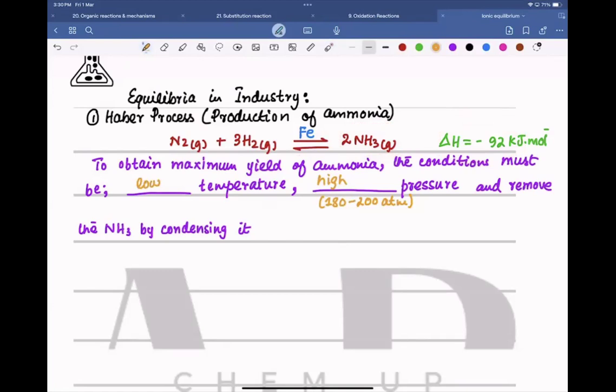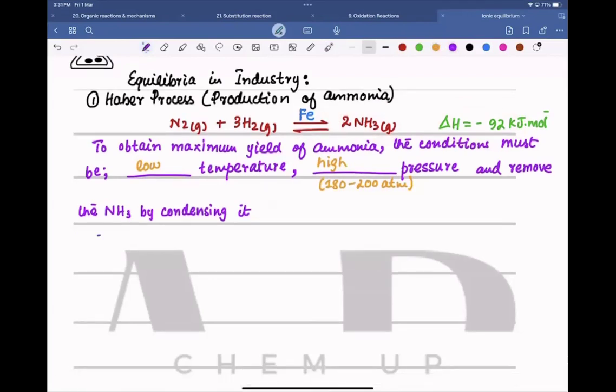Yes, sir. So low temperature would be used. But in actual practice, there is a problem with low temperature. At low temperature, obviously we are going to get a higher yield, but it will take more time, and economically it's not feasible for the industry. At low temperature, the rate of reaction slows down. Hence, a temperature of 350 degrees Celsius is maintained. And see, it's not a lower temperature.